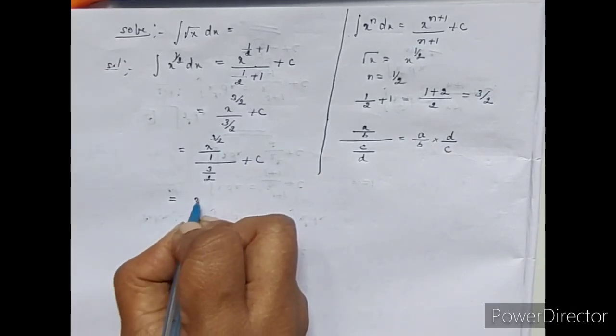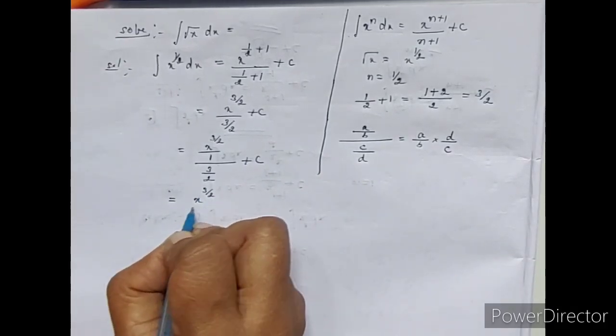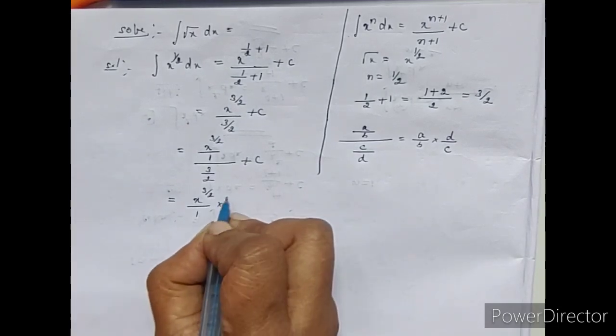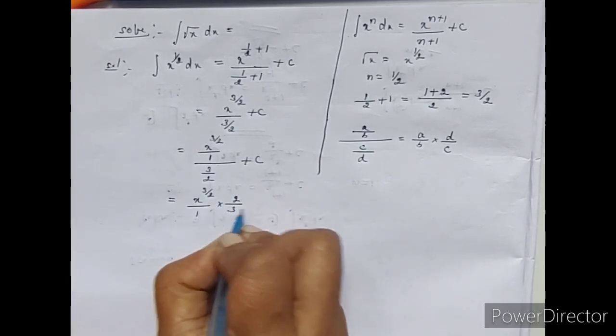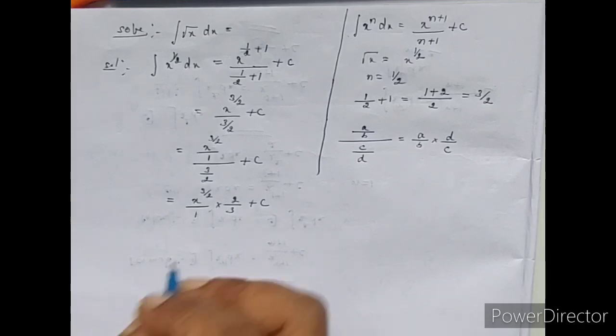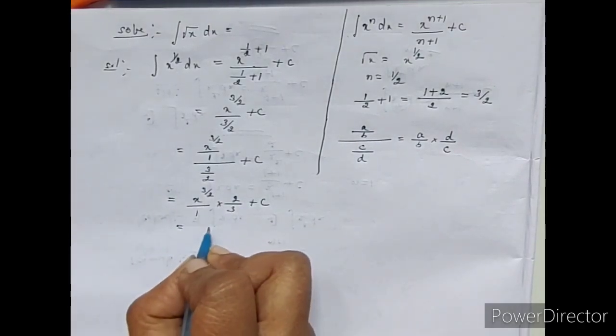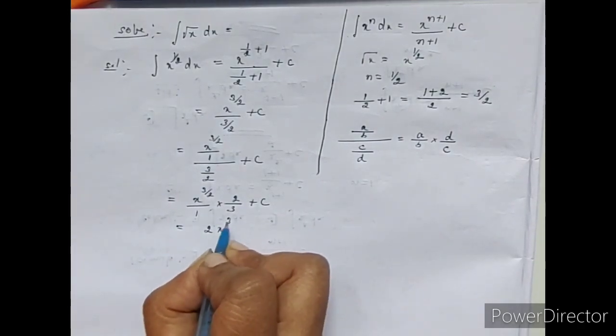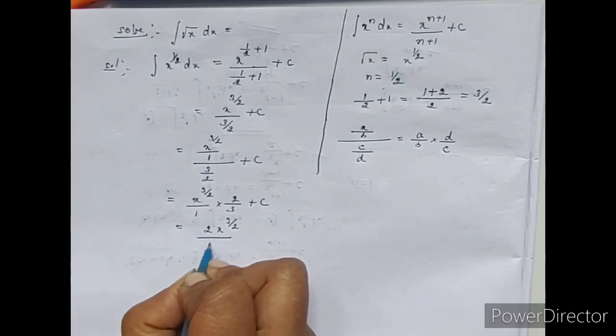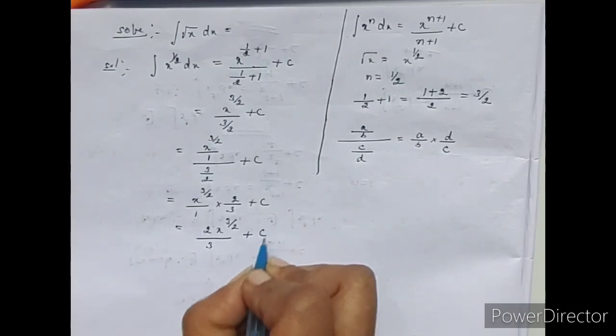So that is equal to x to the power of 3 by 2 by 1 according to this rule, into 2 by 3, plus the constant of integration c. So that is equal to 2x to the power of 3 by 2, 3 ones are 3, divided by 3, plus the constant of integration c. So this is the solution of integration of root x.